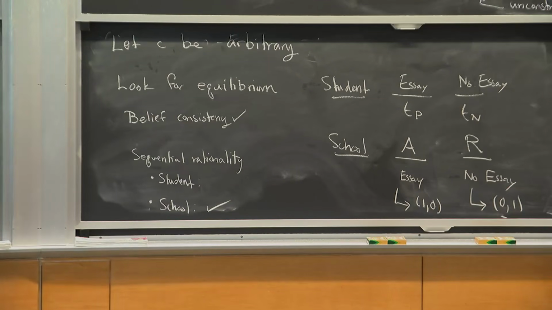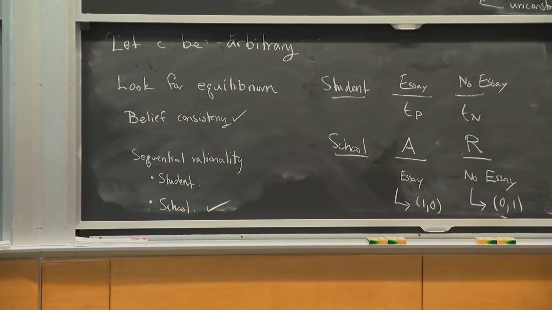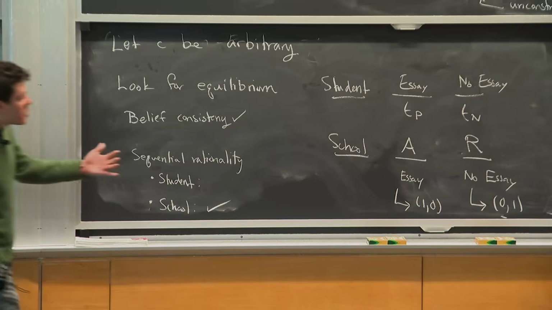But what about sequential rationality for the student? This is going to be a little trickier, and this is going to depend on C. Yeah, I was going to say, does the expected value for a passionate student have to be negative? Right, so let's exactly check it out. There's two things we have to check.